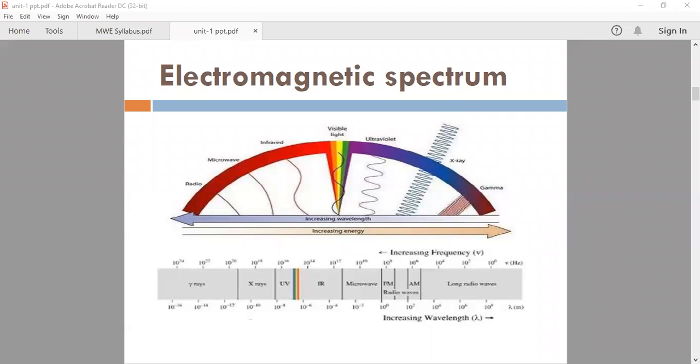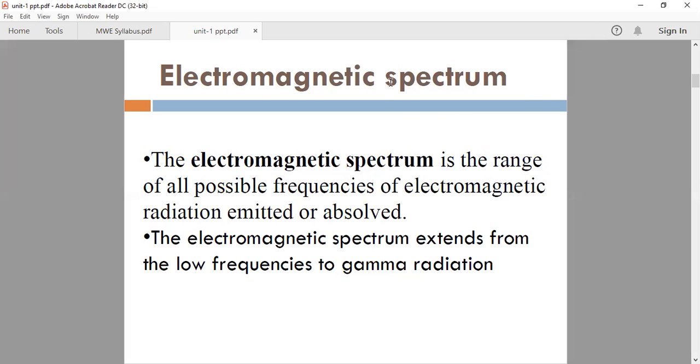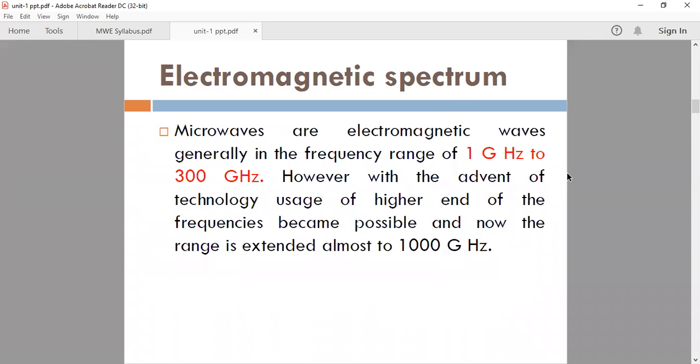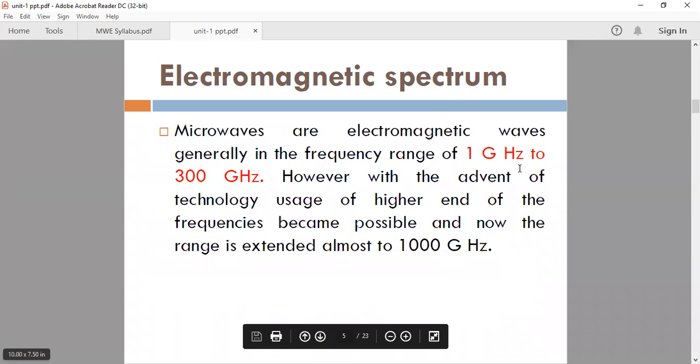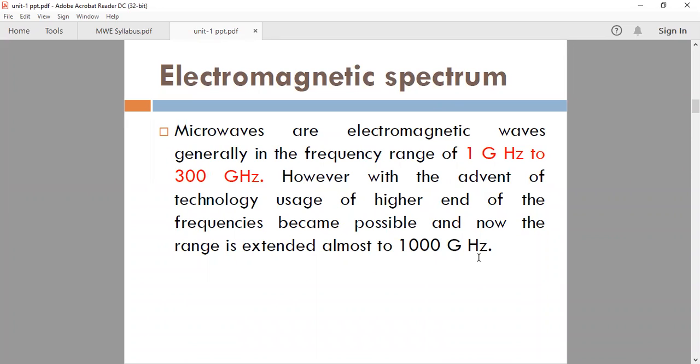That is your microwave range, 10 power 9 to 10 power 12. So this is the frequency range. Okay, so now, what is the microwave frequency range? Earlier they told 1 gigahertz to 300 gigahertz, but it extended up to 1000 gigahertz. You can say microwave frequency range is 1 gigahertz to 1000 gigahertz.